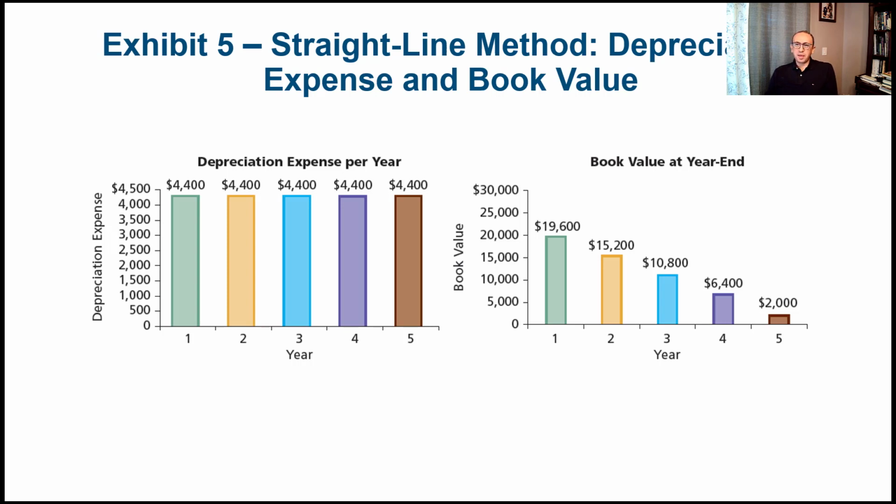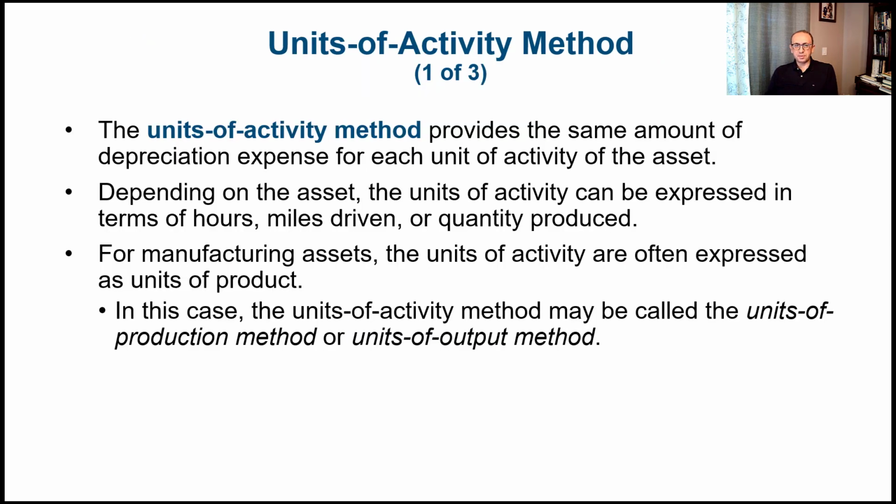Now let's see another method, which is called the units of activity method, and this is a method that is based on the amount of usage or the amount of activity use of the asset. So the units of activity method provides the same amount of depreciation expense for each unit of activity of the asset. But year after year, unless your usage is stable, the depreciation expense would vary.